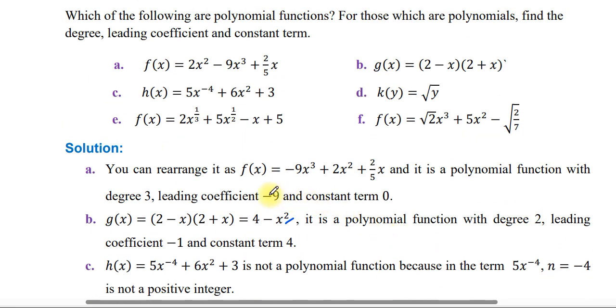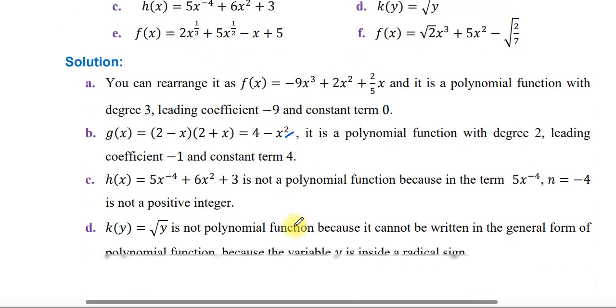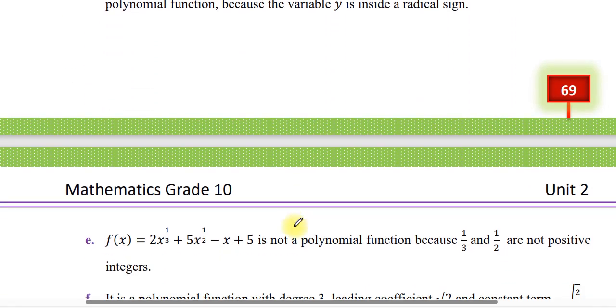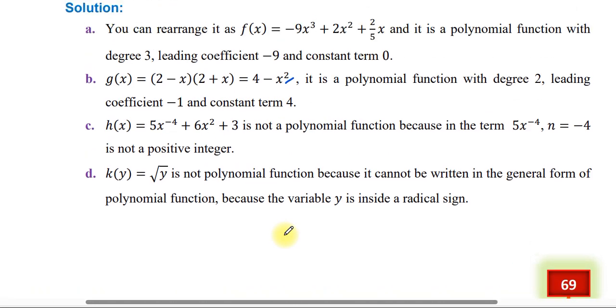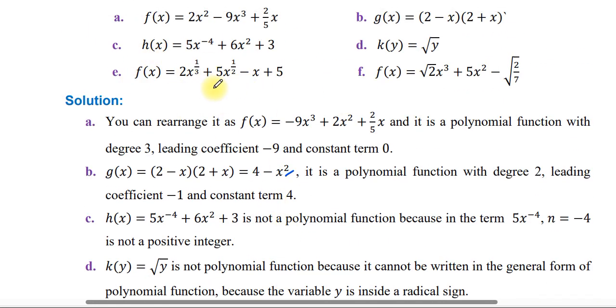and e እንዩት እስኪ 2x the power of 1/3 plus 5x the power of 1/2 minus x plus 5 e is not a polynomial። ይህ ፖሊኖሚያል አይደለም። ፖሊኖሚያል ያልሆነበት ምክንያት ምንድነው? እንደምታዩት ፓወሩ 1/3 1/2 ነው የሚል ግን ፖሊኖሚያል ፋንክሽን ላይ ፓወራቸው ኢንቲጀር ነው መሆን ያለበት። but 1/3 and 1/2 are not integers, rather they are rational numbers.